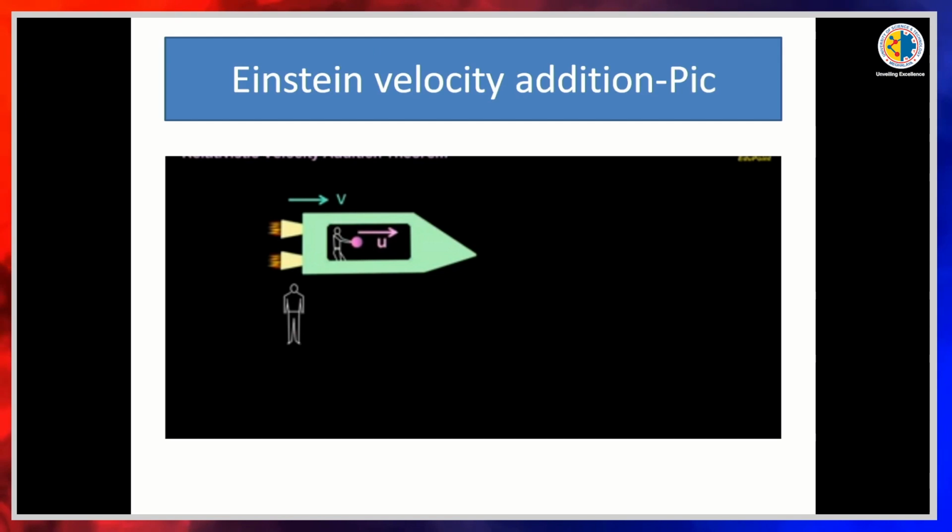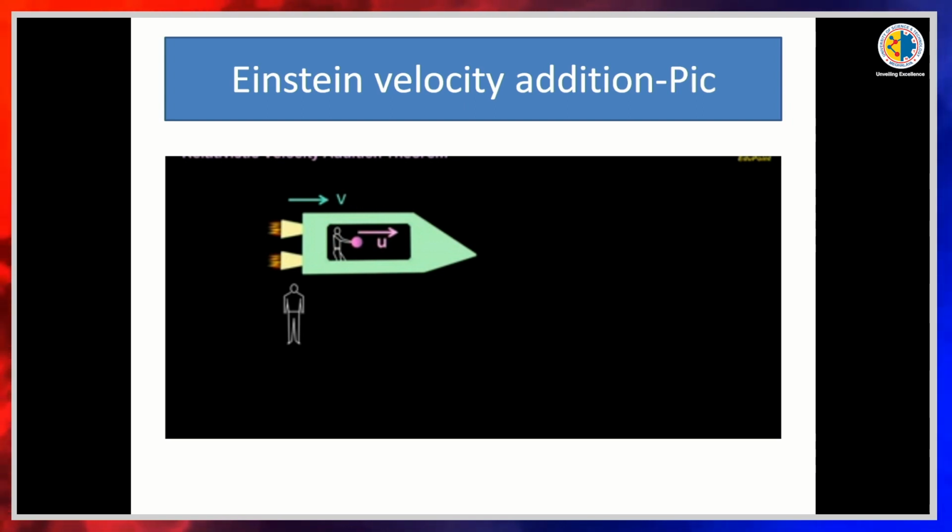But when we consider this type of problem, a spaceship and one observer on earth, he observes the spaceship. The spaceship is moving with a velocity capital V, and another person in this spaceship observes a ball in his hand. When he throws this ball, the ball is moving with a velocity small u. Then two velocities are considered: the spaceship velocity V and the ball velocity in the spaceship, u.